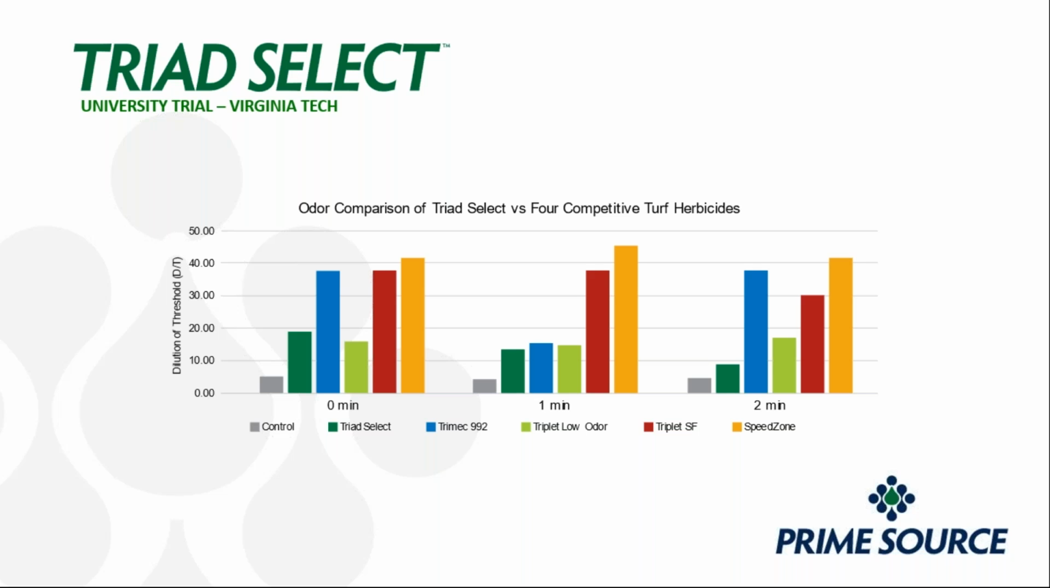So we sprayed it, we went and smelled it right after we sprayed. 1 minute later, we smelled it again. And then 2 minutes later, we smelled it again. And we were able to quantify the amount of parts per million odor in the air. As you can see, Triad Select is the dark green, where we have other 3-ways in different colors. And we typically trend to be one of the lower odor herbicides in the market. And that is to do with the PA component as well as different surfactants we have in there.